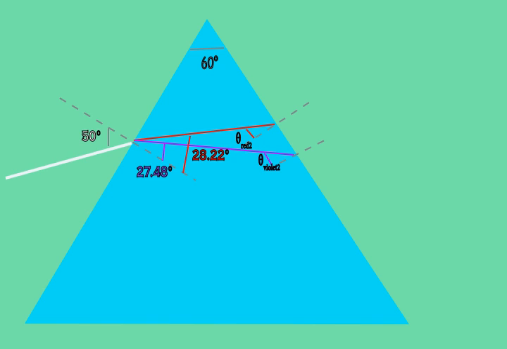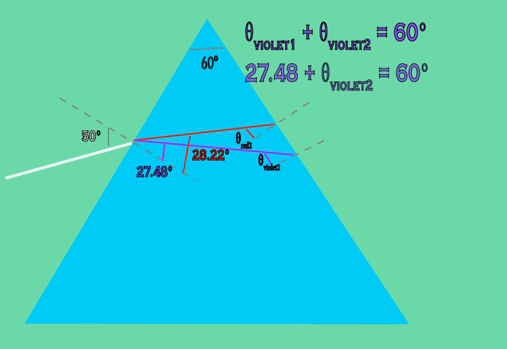Same method for the violet light. Theta violet 1 plus theta violet 2 is equal to the apex angle, which is 60 degrees. Then, 27.48 plus theta violet 2 is equal to 60 degrees. Therefore, theta violet 2 is equal to 32.52 degrees.